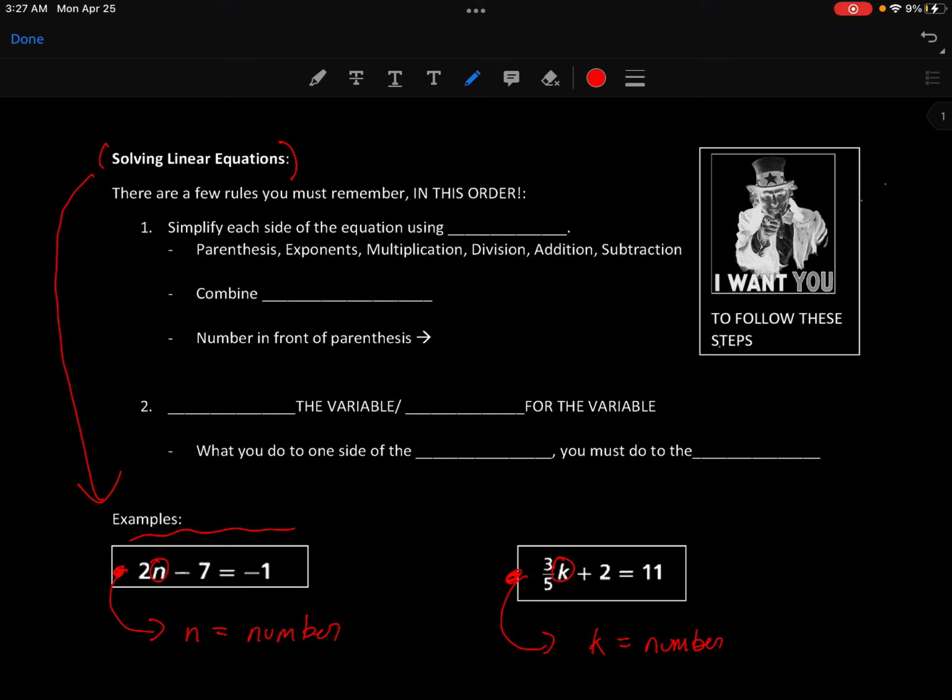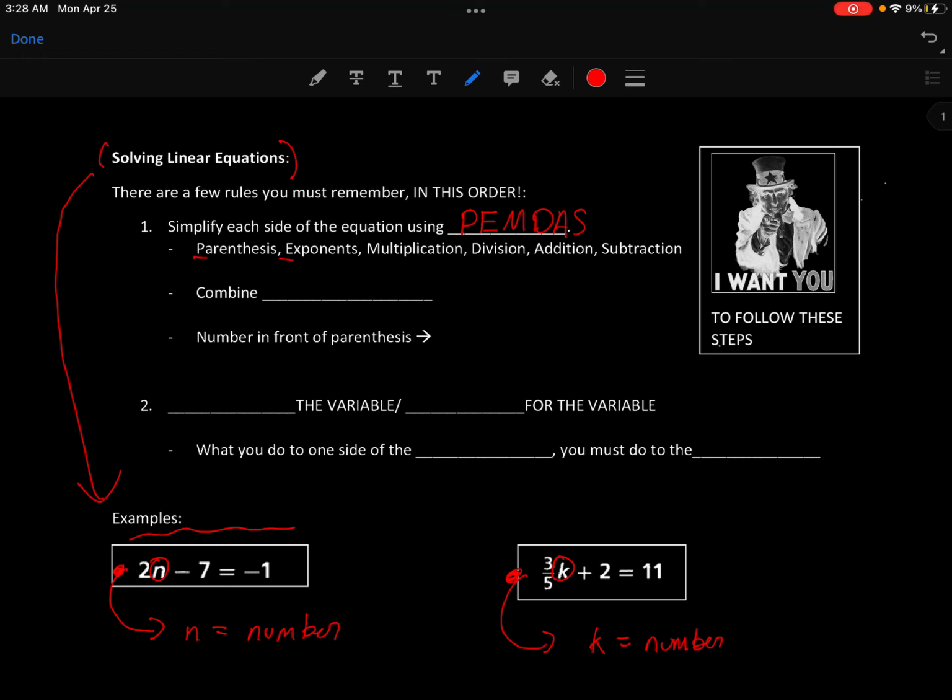Now, there are a few rules you must remember in this order. Step number 1. Simplify each side of the equation using PEMDAS. PEMDAS stands for parentheses, exponents, multiplication, division, addition, and subtraction. I don't think I need to go over this. These examples down below do not need to be simplified because they're already in the simplified forms on each side of the equation.